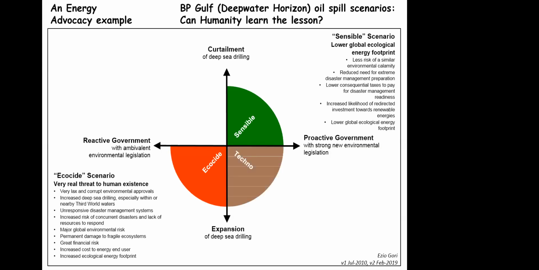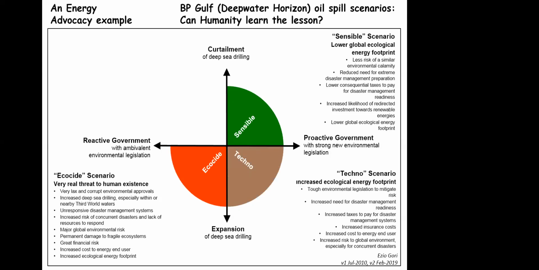Now, there are also two other scenarios here. We have a techno approach where you have very tough environmental legislation in keeping with your proactive government, but you continue expanding. So what happens here? Your risk increases, but you pass on that risk through extra disaster management readiness. There's extra taxes to pay for all this, extra insurance costs, and extra energy costs to the end user. So it's not really viable.